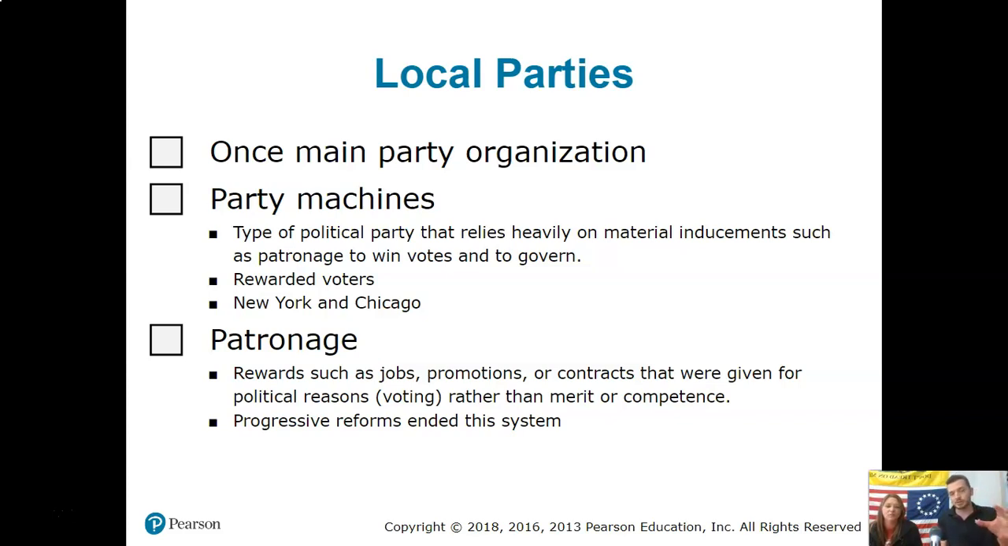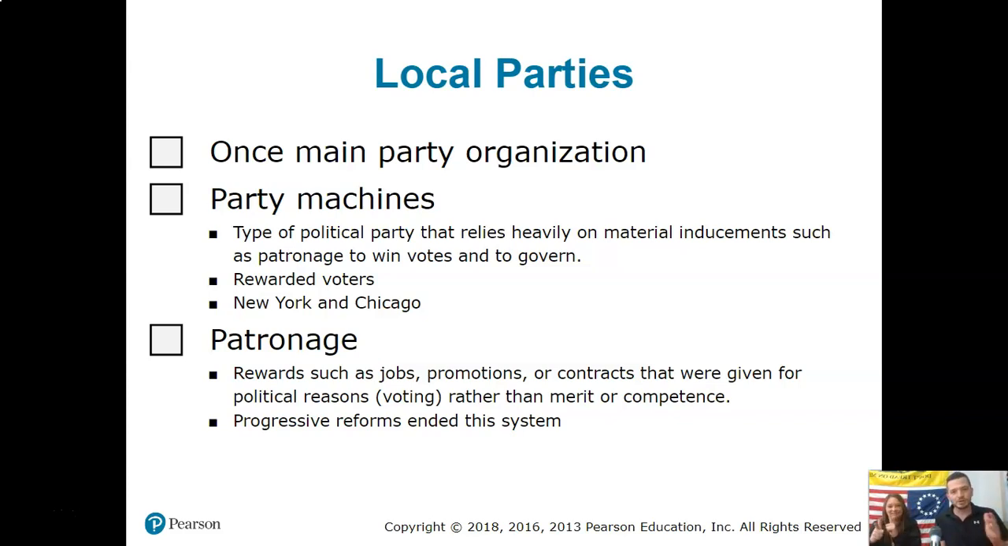Anyway, the party machines got really powerful because they would exchange favors for votes. So basically, if an immigrant just came to the city and they needed a place to stay or a job, they'd be like, "Hey, here's your job. Here's your place to stay. But hey, we need you to vote Democrat." And they probably actually did that, I would imagine. Yeah.